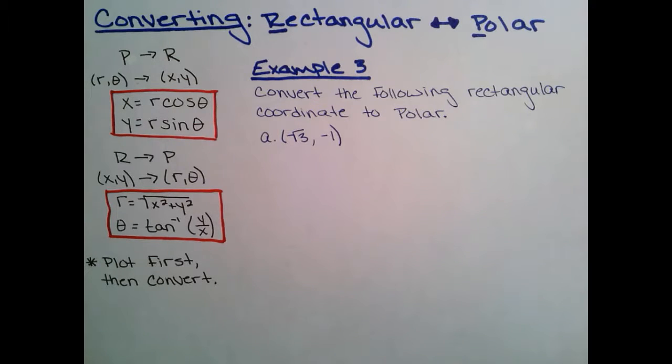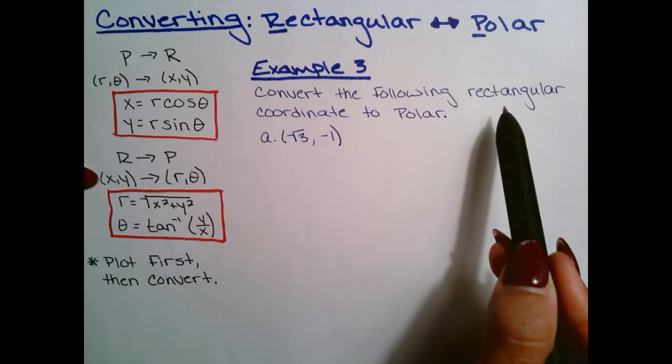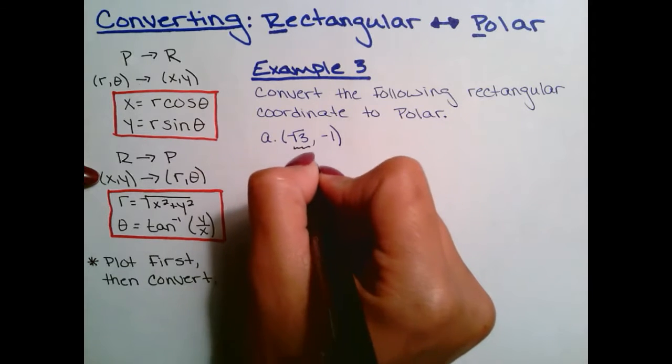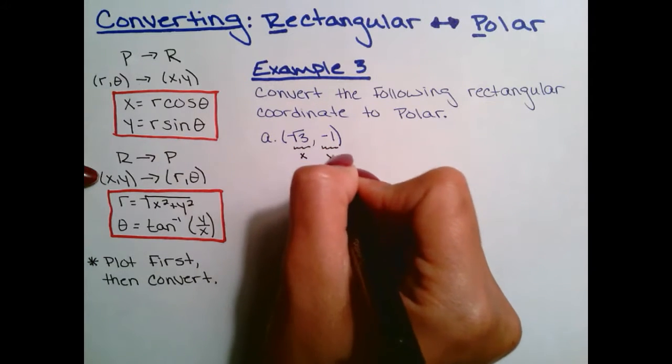So now, example 3. Anytime you are converting a point, I do suggest that you plot it first and then convert it. This is extremely useful in letting you know what quadrant you're supposed to be in, and it'll narrow down your answer a lot. Okay? So, we have radical 3 comma negative 1. This is rectangular, so this is an x and y that I want to convert to polar. So these are the formulas that I'm going to be using. This right here is my x, and this right here is my y.